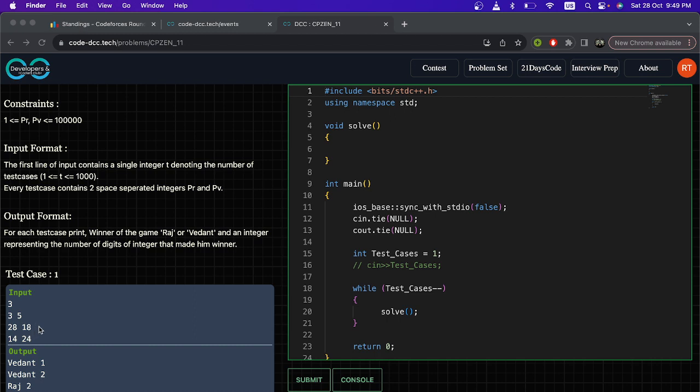Same here, 28 and 18. You can see again Vedant is winning. Then for the third one, Raj is winning. So what should be your basic intuition? How can you do it?